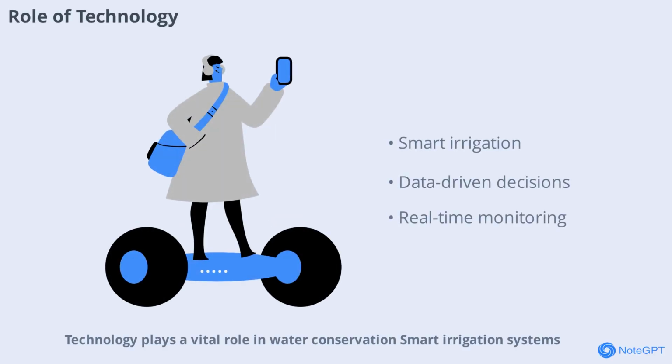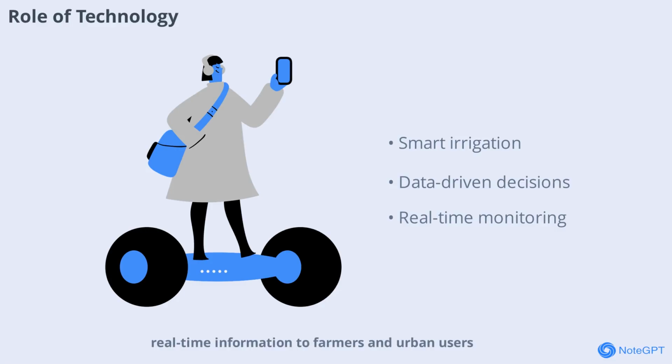Technology plays a vital role in water conservation. Smart irrigation systems, sensors, and data analytics help monitor water usage and optimize irrigation schedules. Mobile apps and online platforms can provide real-time information to farmers and urban users, making water management more efficient and effective.